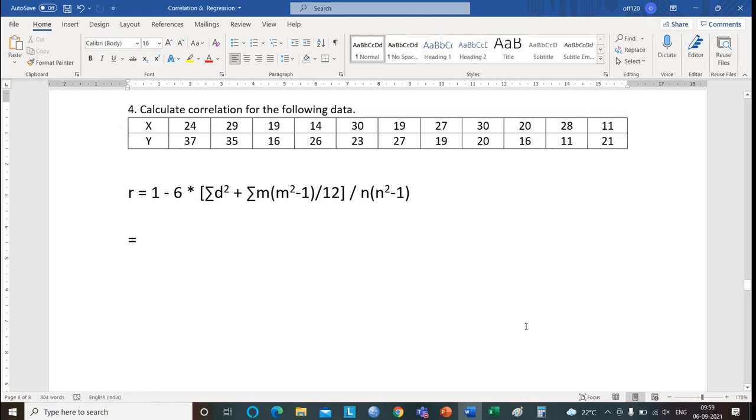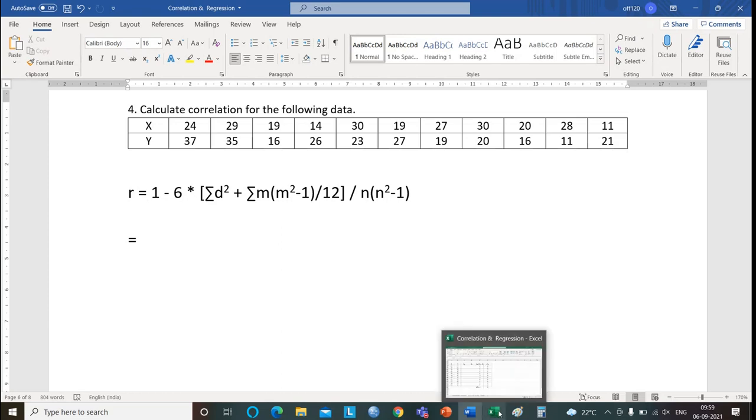We have a situation here: calculate correlation for the following data. Either it can be Karl Pearson's or Spearman's rank correlation. If nothing is mentioned, we can follow either formula. If we use Spearman's rank correlation coefficient, then we use the repeated ranks formula when we find that the observations are repeated. Otherwise, we have the normal simple formula which we have used till now. So this is a repeated ranks formula.